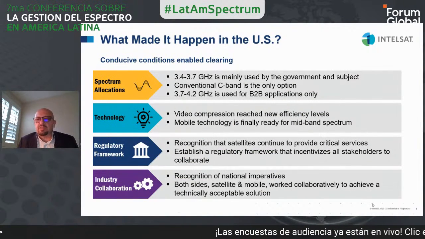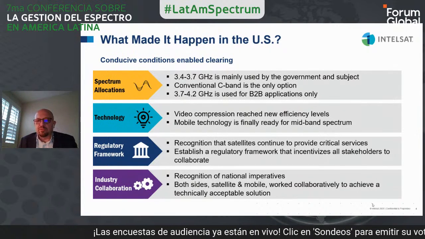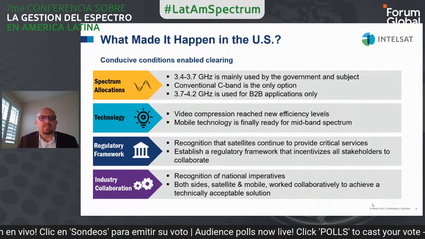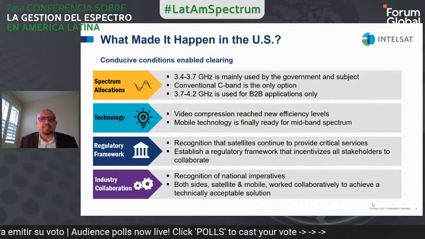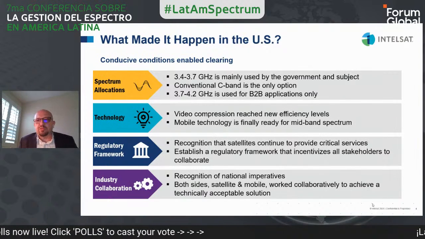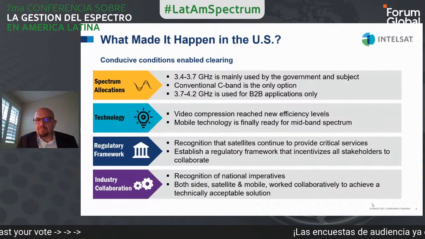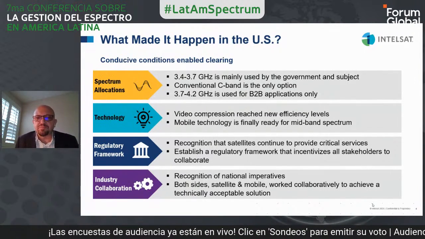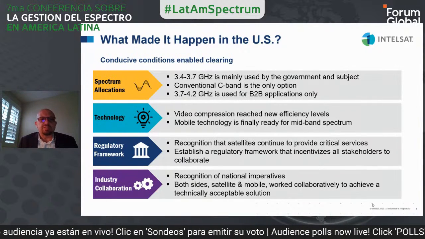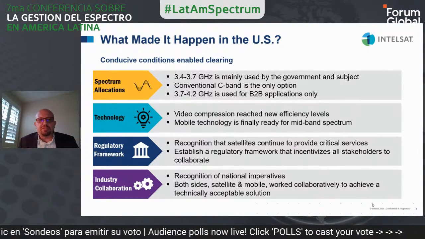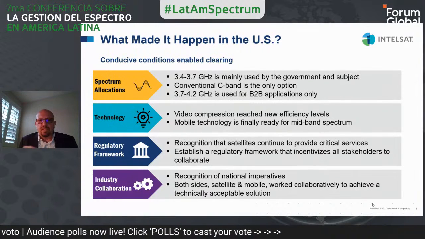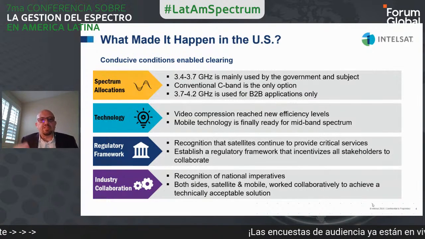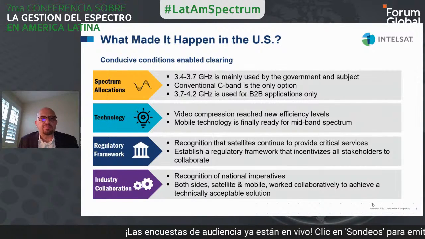If we ask why the needle moved in the US all the way to 4 gigahertz, what were the conditions that prompted that? The first point is spectrum allocation and use. As I highlighted before, because extended C-band, the 3.4 to 3.7, was heavily encumbered by government use, the push was to move up into the conventional C-band where satellite is being used. The second point is technology. Finally, 5G technology is here and ready to deploy, so we reached a critical moment. There is also video compression technology that allows us to compress video on the satellite and consume less spectrum.